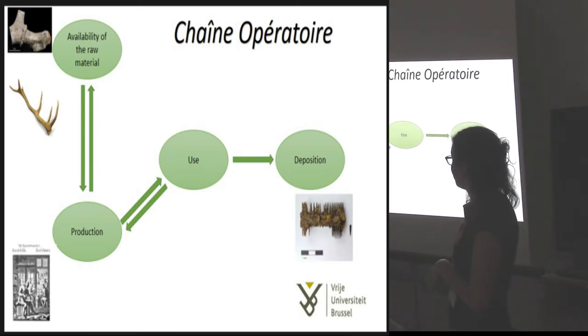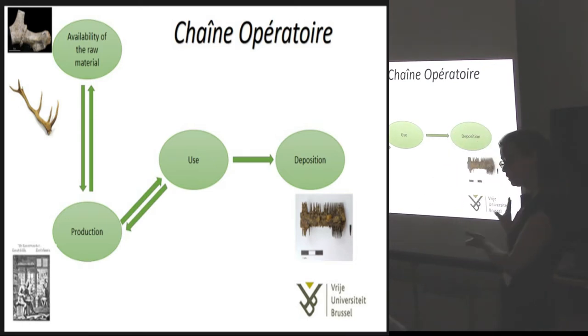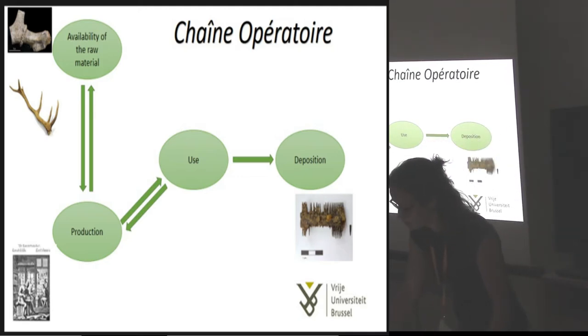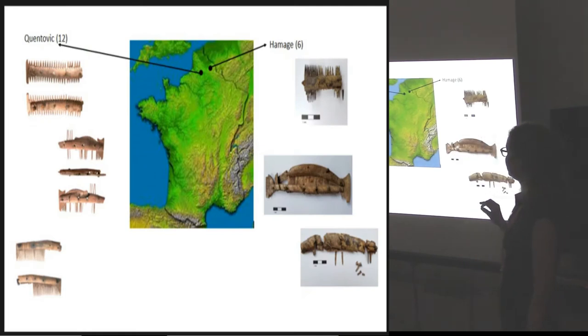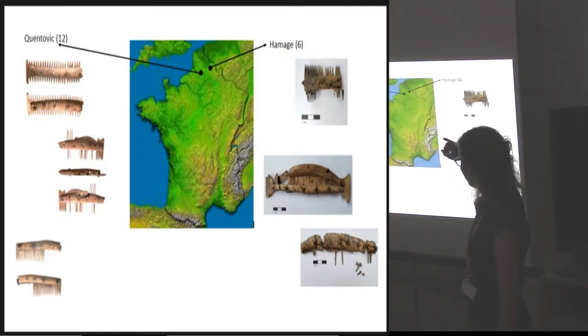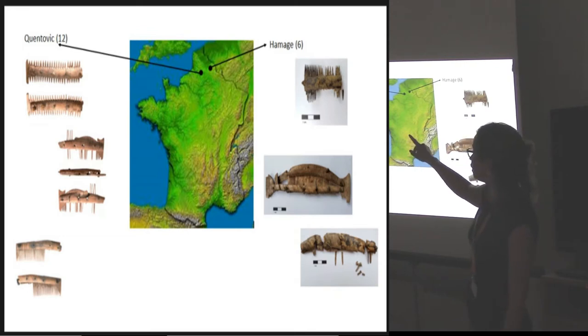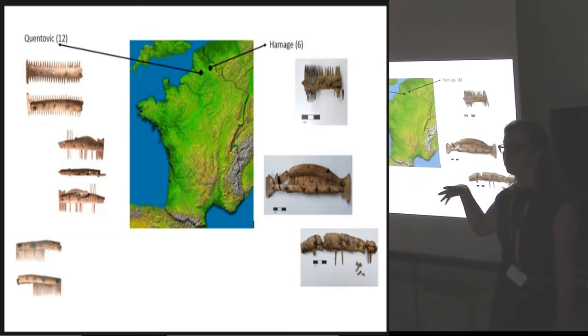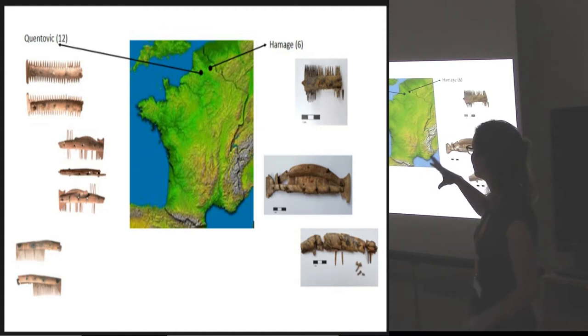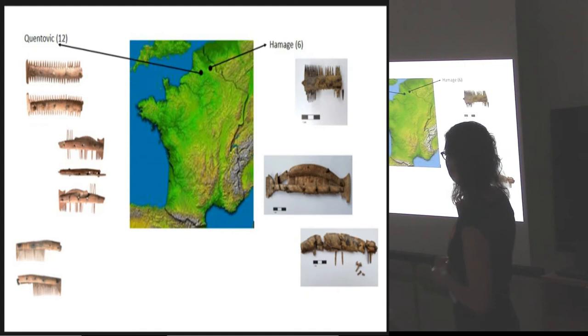Then we can look at the production, where this talk is more on that side of the chaîne opératoire. Then the use and the deposition. So in what context was the comb deposited? I used the method on combs in the north of France from Quentovic, which is a pre-urban settlement around the 6th century, and Hamage, which was more like an abbey. So it was two different contexts, and it was really interesting to see if there was a difference.